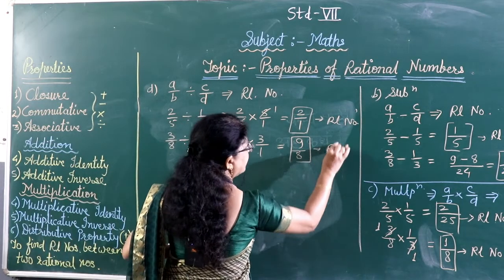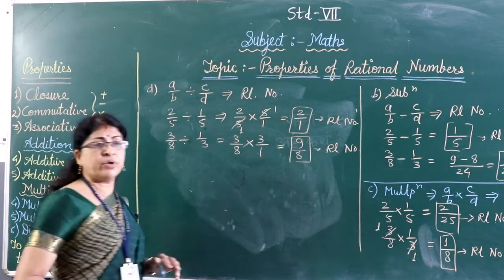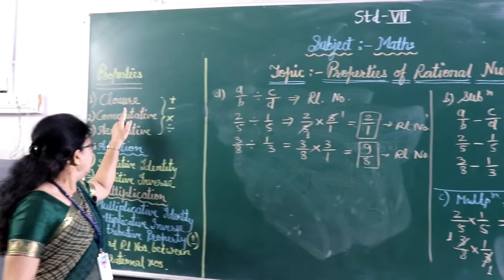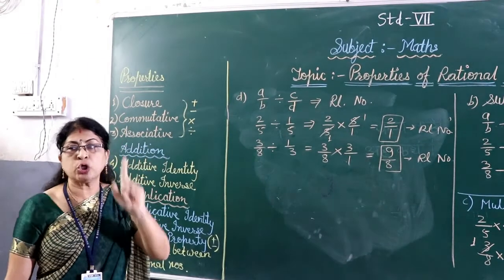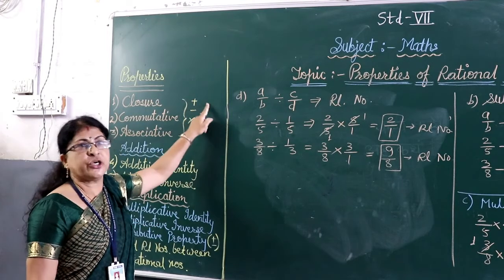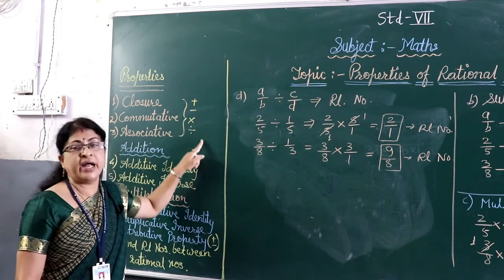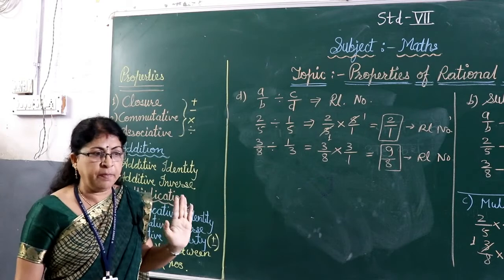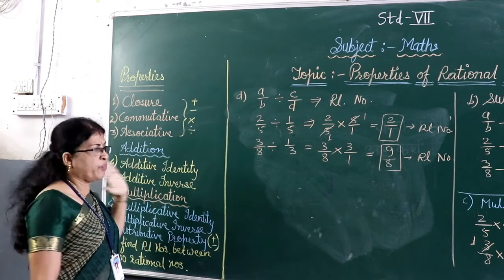It means, what conclusion can you find out? Closure property holds true for all the basic operations: addition, subtraction, multiplication and division. Is it clear? May I go to the next property?